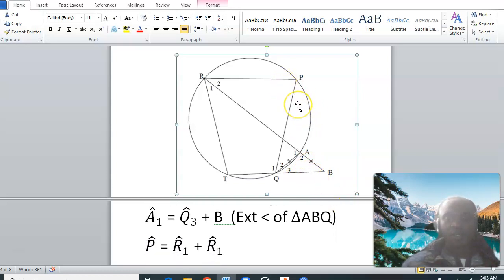Then P is equal to R1 plus R1. Why? Because we said A1 is equal to P. So in place of A1, we're going to put P there. It is equal to Q3, which is the same as R1. And B is equal to Q3, so it's also the same as R1.